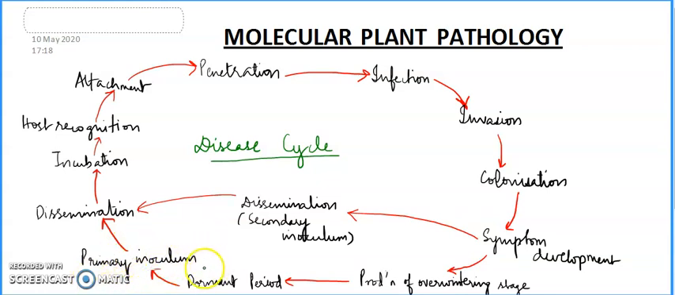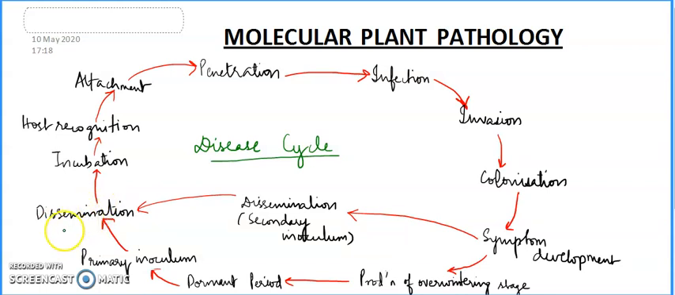So the dormant period is when the organism is inactive, and primary inoculum is when it forms the inoculum for dissemination. Now dissemination is the spread of the inoculum. This can be through air, water, or through transplant material like grafts, or it can be through insects. So every pathogen has its own methods of dissemination or spread.